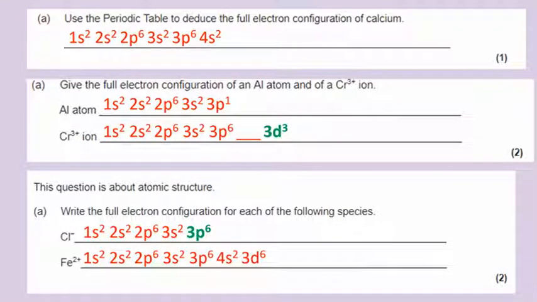For iron, the atom would be 1s2, 2s2, 2p6, 3s2, 3p6, 4s2, because remember we're filling the 4s subshell before the 3d subshell, and 3d6. However, this is an ion, it's a 2+ ion, so it needs to lose 2 electrons. And remember we're going to lose those 2 electrons from the 4s subshell before the 3d subshell. It fills first, but it also empties first. So we remove that from our electron configuration.